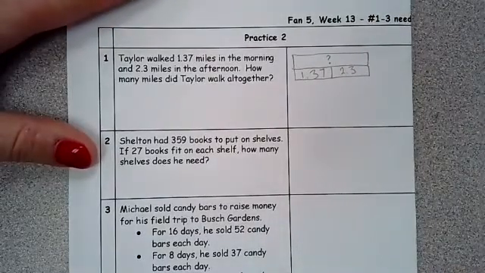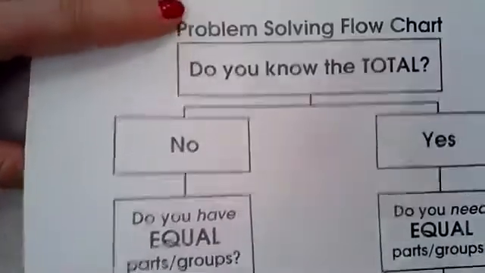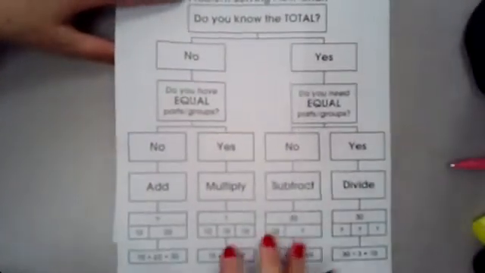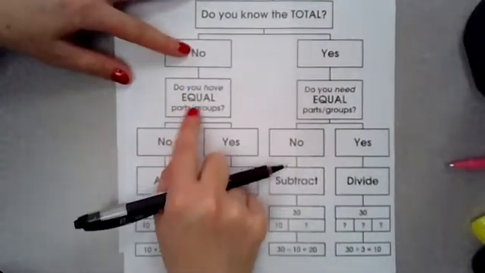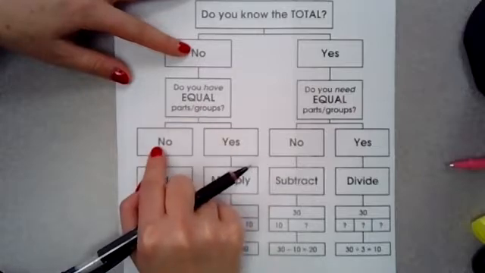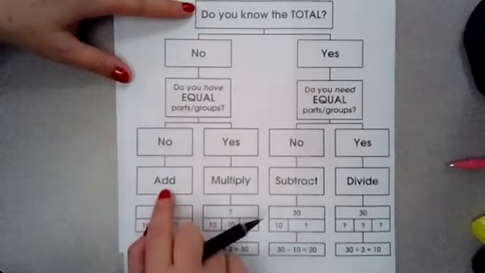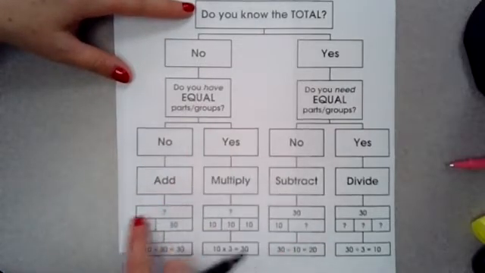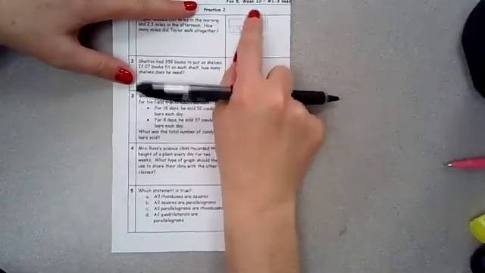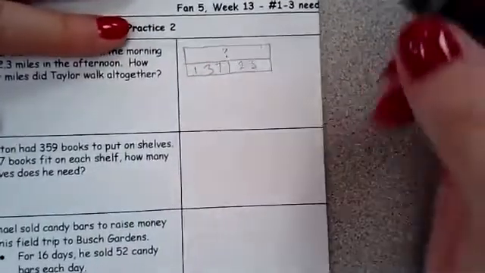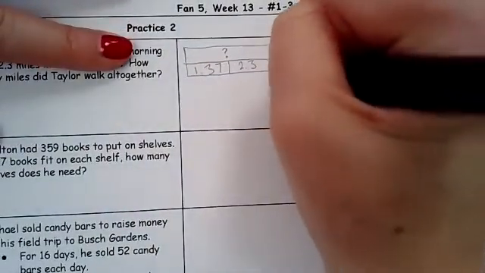Okay, so using our handy dandy problem solving flow chart, do we know the total? No. Do we have equal parts or groups? No, we do not. So that means that we need to add. Our bar model even looks a lot like this. Okay, so here we go. You have to add these two parts together to get the top part. So let's do that. You've got 1 and 37.